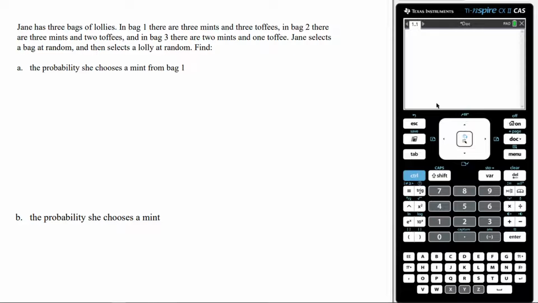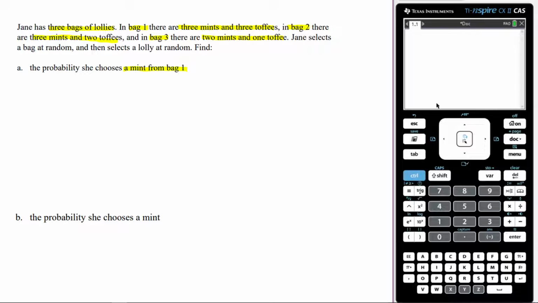All right, so let's answer this question here. It says Jane has 3 bags of lollies. Lucky Jane. In bag 1, there are 3 mints and 3 toffees. In bag 2, there are 3 mints and 2 toffees. And in bag 3, there are 2 mints and 1 toffee. Jane selects a bag at random and then randomly selects a lolly at random. Find the probability that she chooses a mint from bag 1.